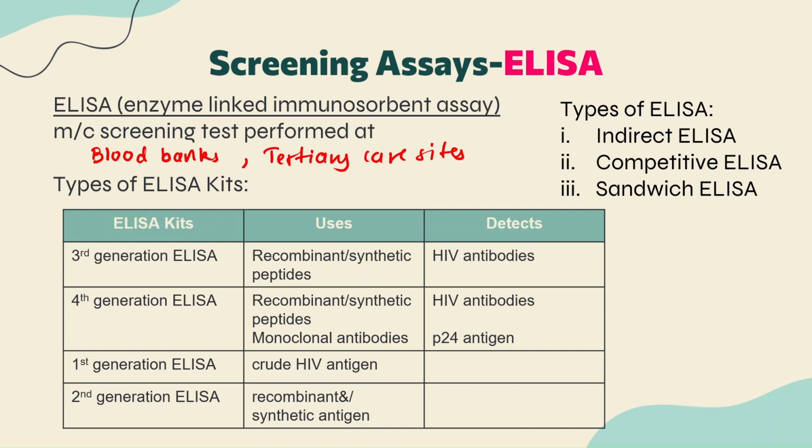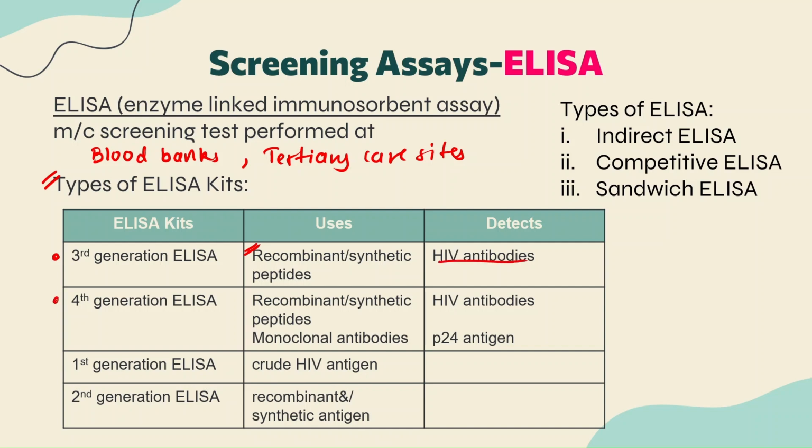Now, there are different types of ELISA kits that are available. We all have the third generation kit. This third generation ELISA kit uses a recombinant or a synthetic peptide, and it is used for the detection of HIV antibodies.